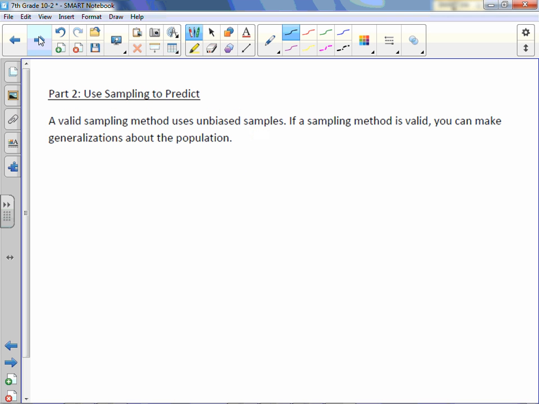A valid sampling method uses unbiased samples. If a sampling method is valid, you can make generalizations about the population.